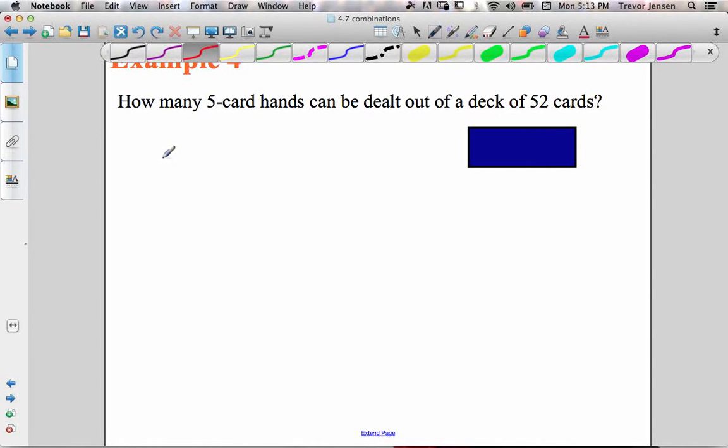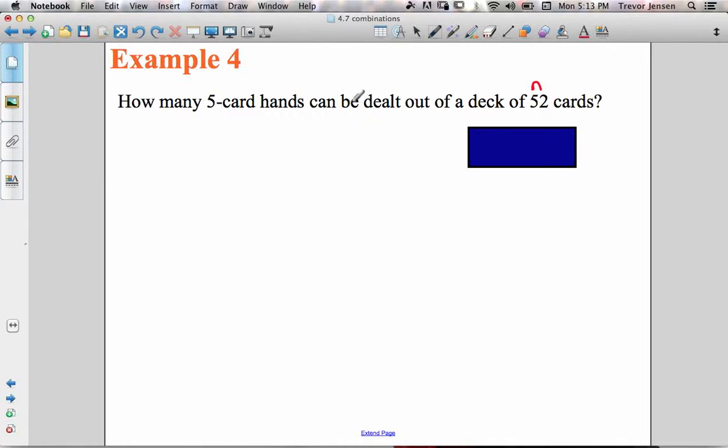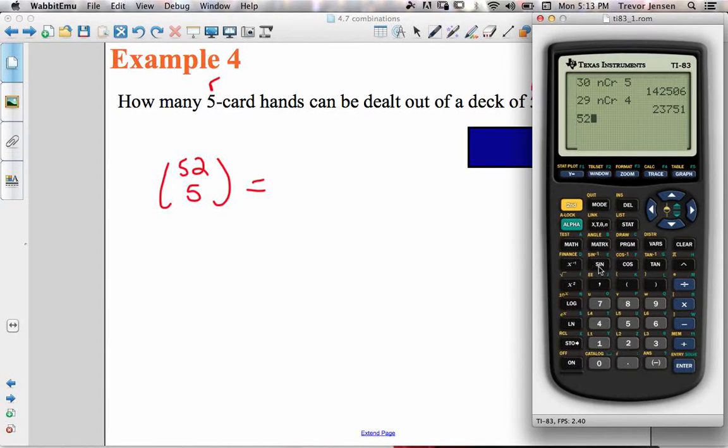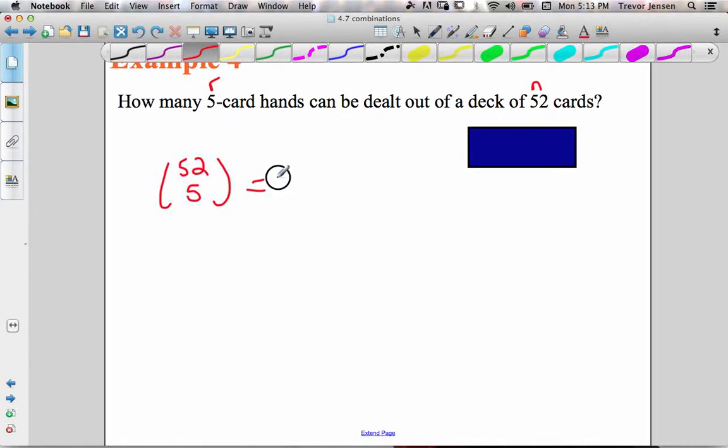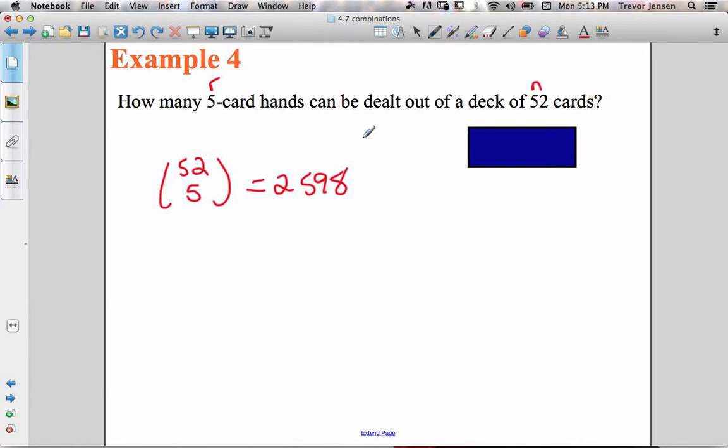There are 52 unique cards in a deck. How many different groups of 5 can I make if the order does not matter? We'll have to use the combination formula. So I need to do 52 choose 5. On your calculators, do 52 choose 5, and there are a lot of hands. 2,598,960 different 5-card hands you can make from a deck of cards.